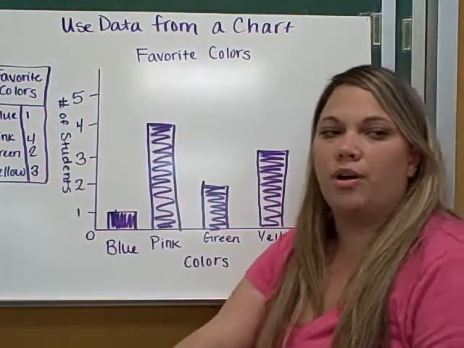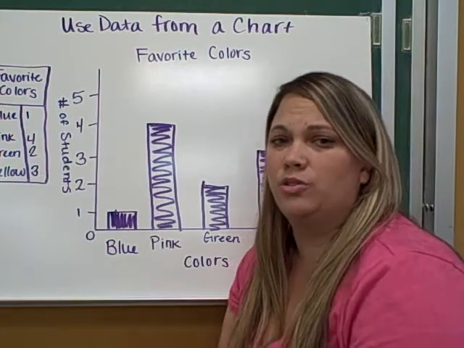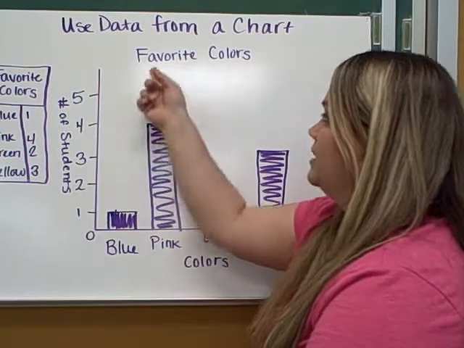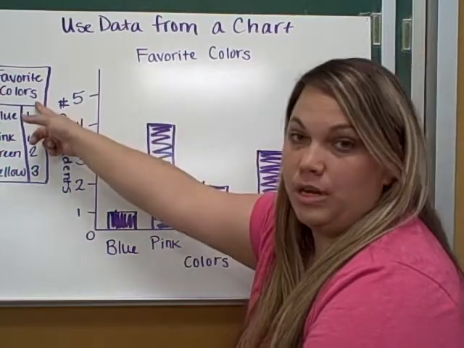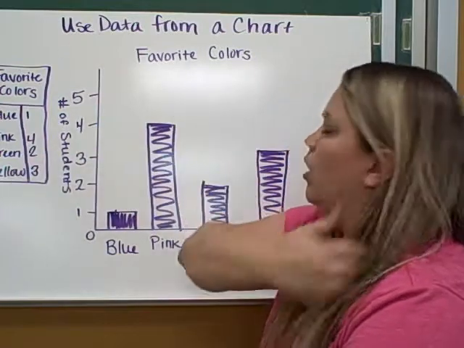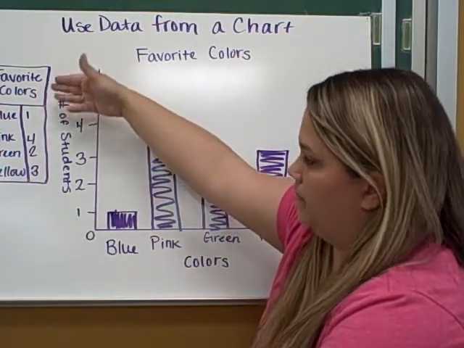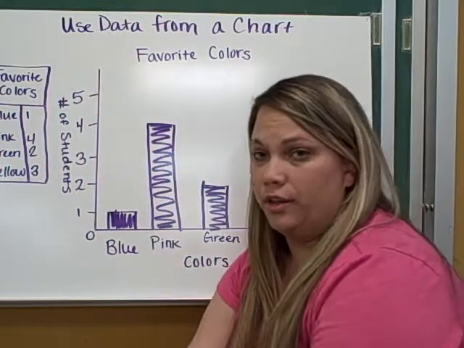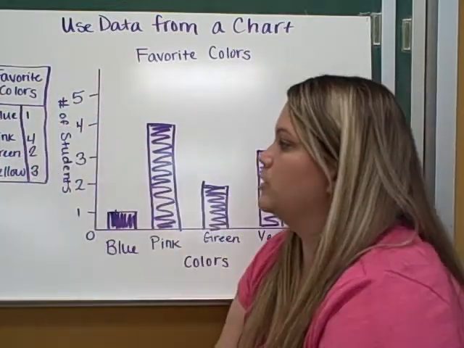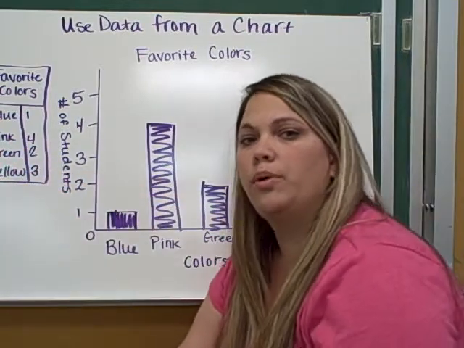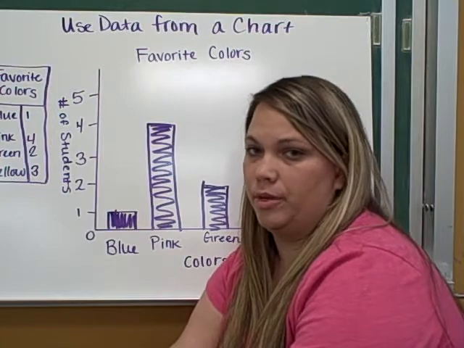So to create a bar graph, we usually use data that's found on a chart. So here's our chart. The bar graph we're making is favorite colors, also the name of our chart. On this chart, it shows a poll where somebody has asked 11 children, what is their favorite color? One child's favorite color was blue, 4 were pink, 2 were green, and 3 were yellow. We want to create a bar graph showing this information.